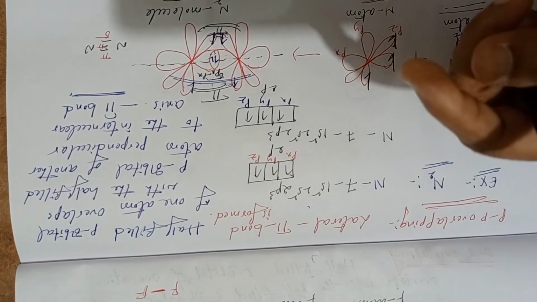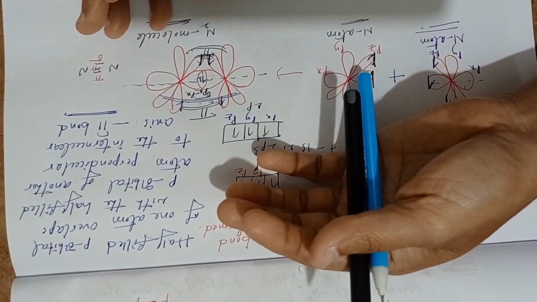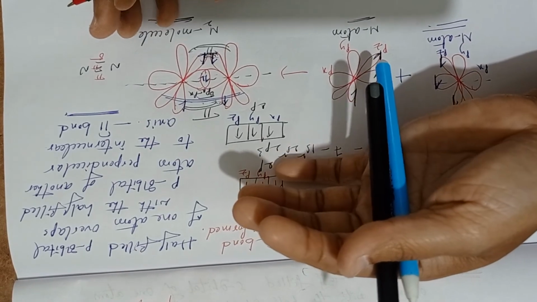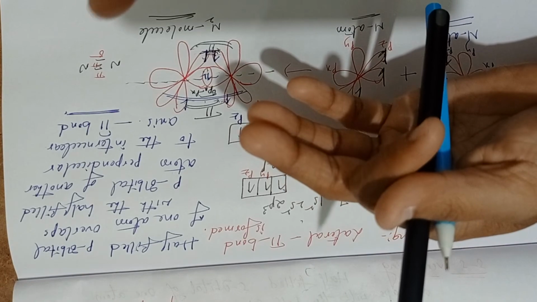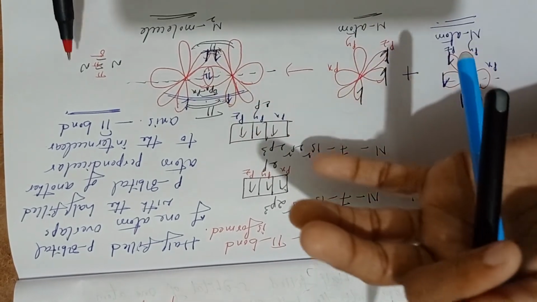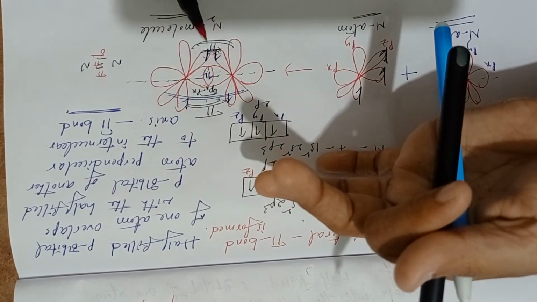Okay, now, but here a pi bond has no independent existence, students. It has no independent existence. So that's why a pi bond is always formed along with the sigma bond. So that's why after the formation of the sigma bond only, pi bond formation takes place.